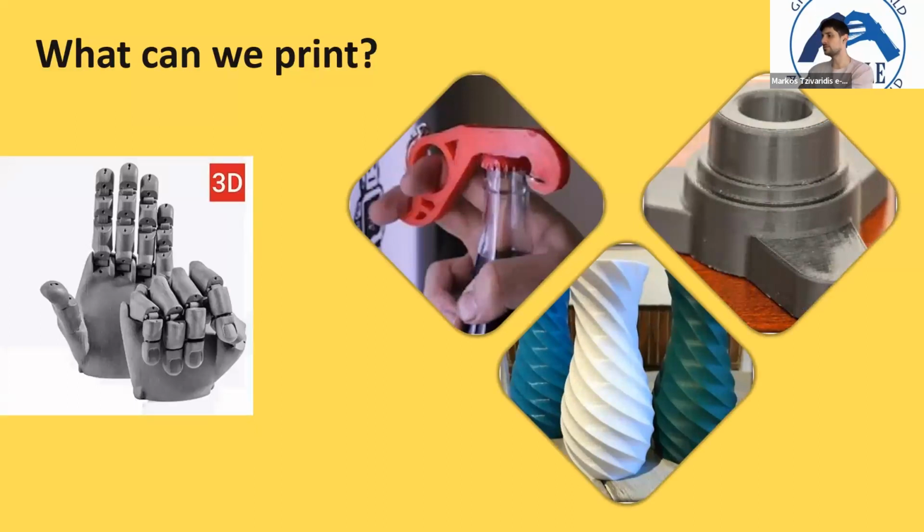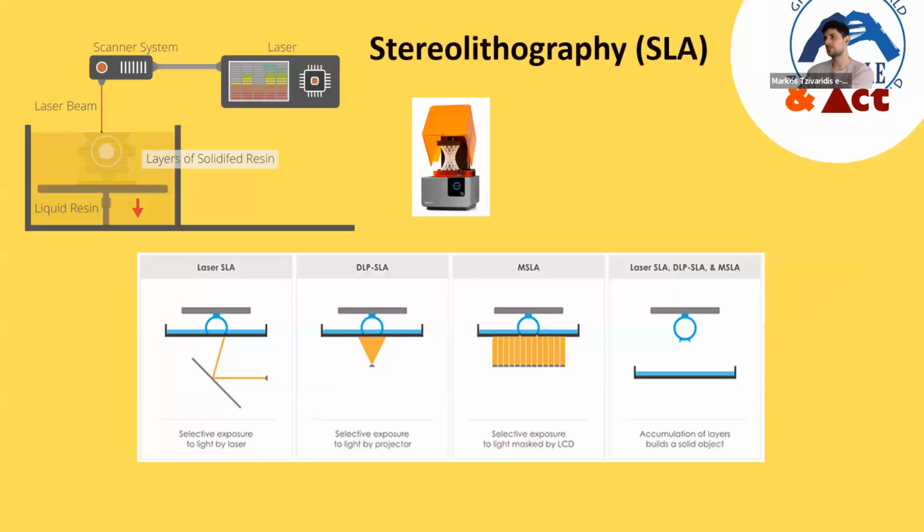Now, what can we print? Basically, we can print everyday objects like gadgets, tools, spare parts, anything plastic. And depending on the material used, you can print anything you can imagine, guys. So except plastic, there are FDM 3D printers for metal, for example, for metal parts, which are used in the manufacturing industry. So yeah, basically you can print whatever you want.